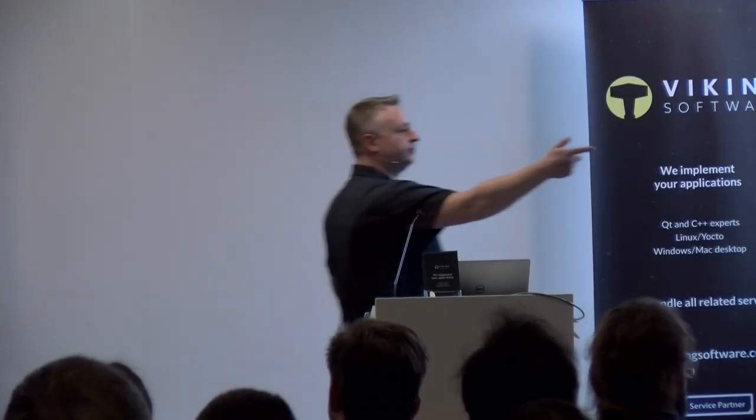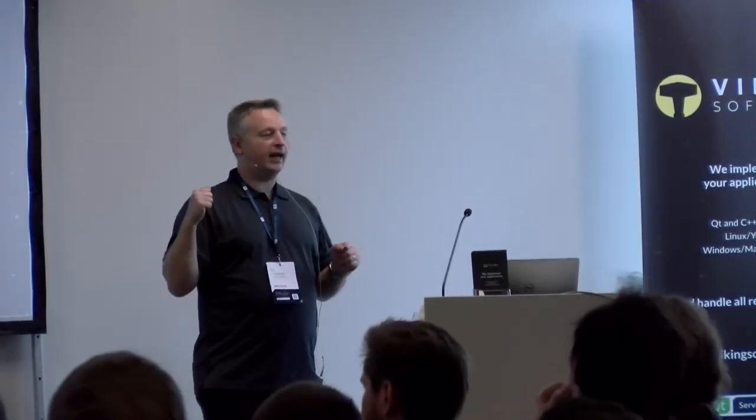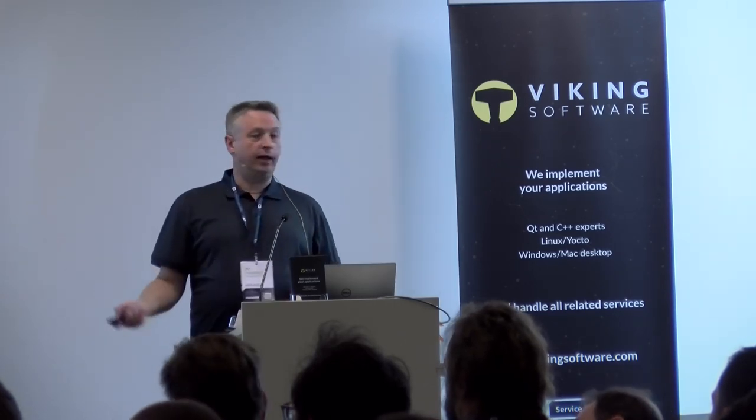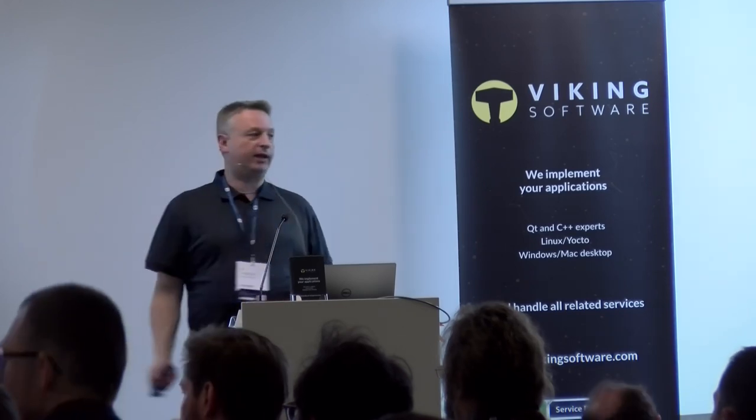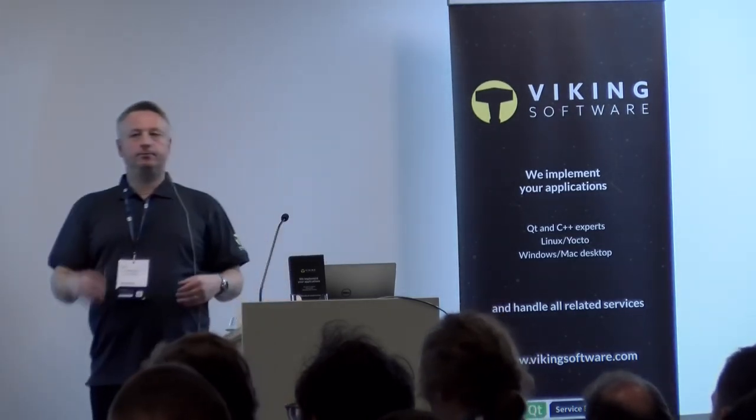Question? How can you figure out the property event handler name of a QML object? Well, it's actually as simple as, I did have a slide about this. It's called on, and then the name itself, and then Changed at the end. And it uses camel casing, but it's always like that. On, name, Changed. Okay, more questions?